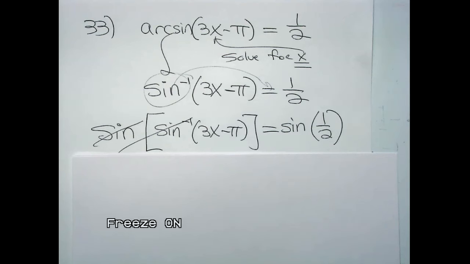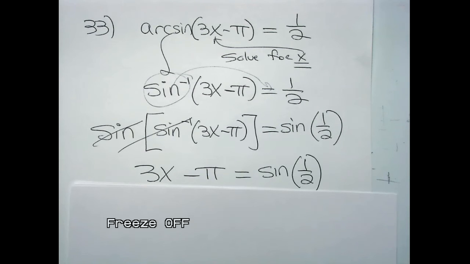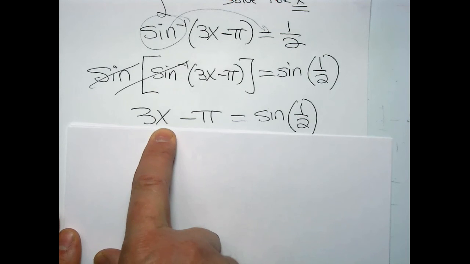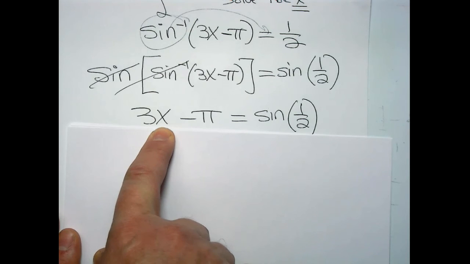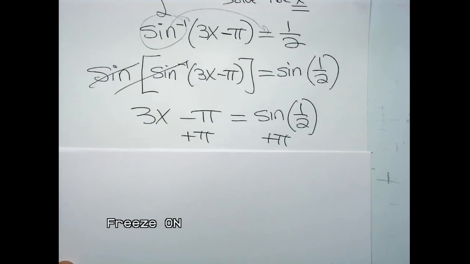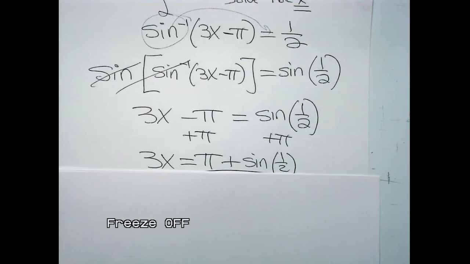So what do I have right now? I have that the sine of a half is equal to 3x minus pi. There's my prize, right out in the open. So next step, add pi to both sides. So I added pi to both sides, and I get that 3x is equal to pi plus the sine of a half.